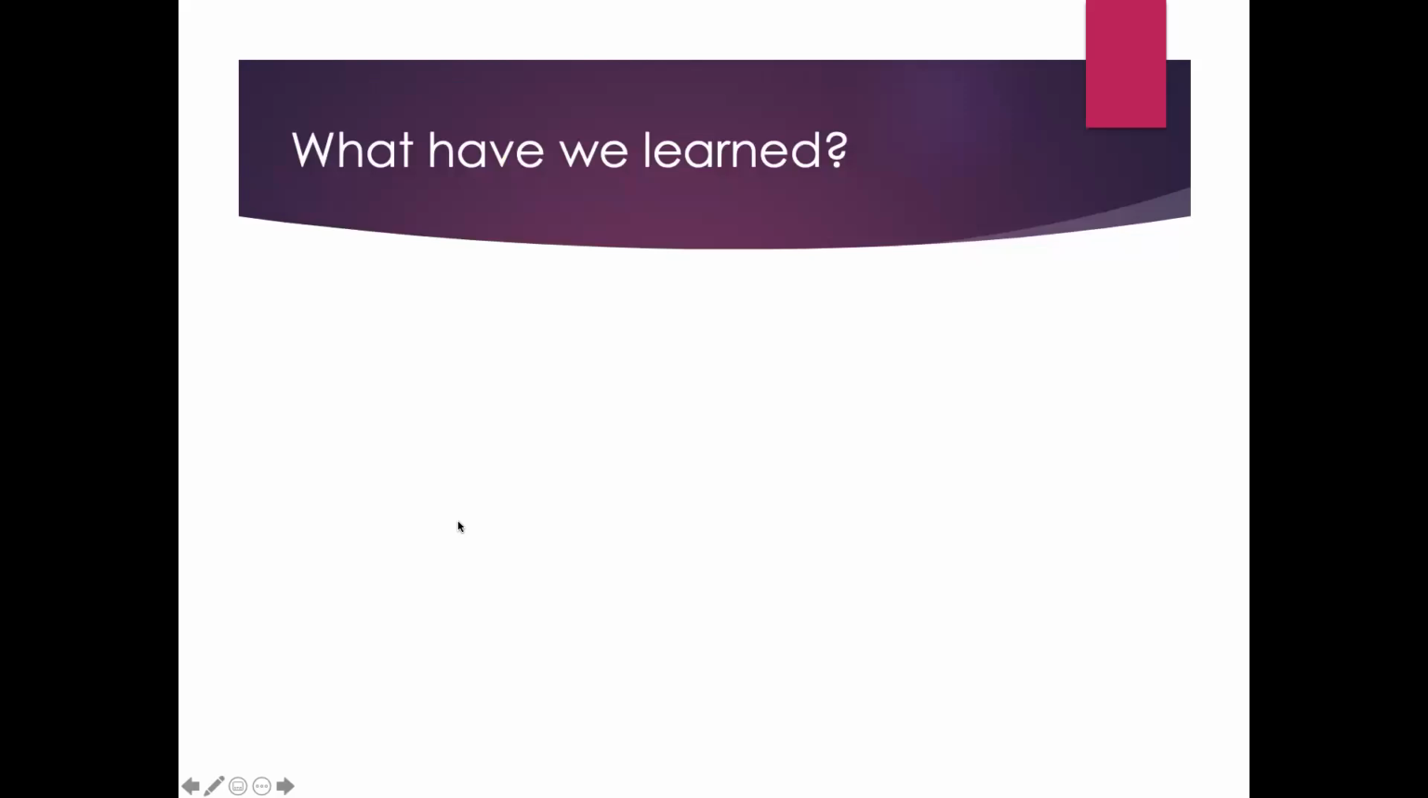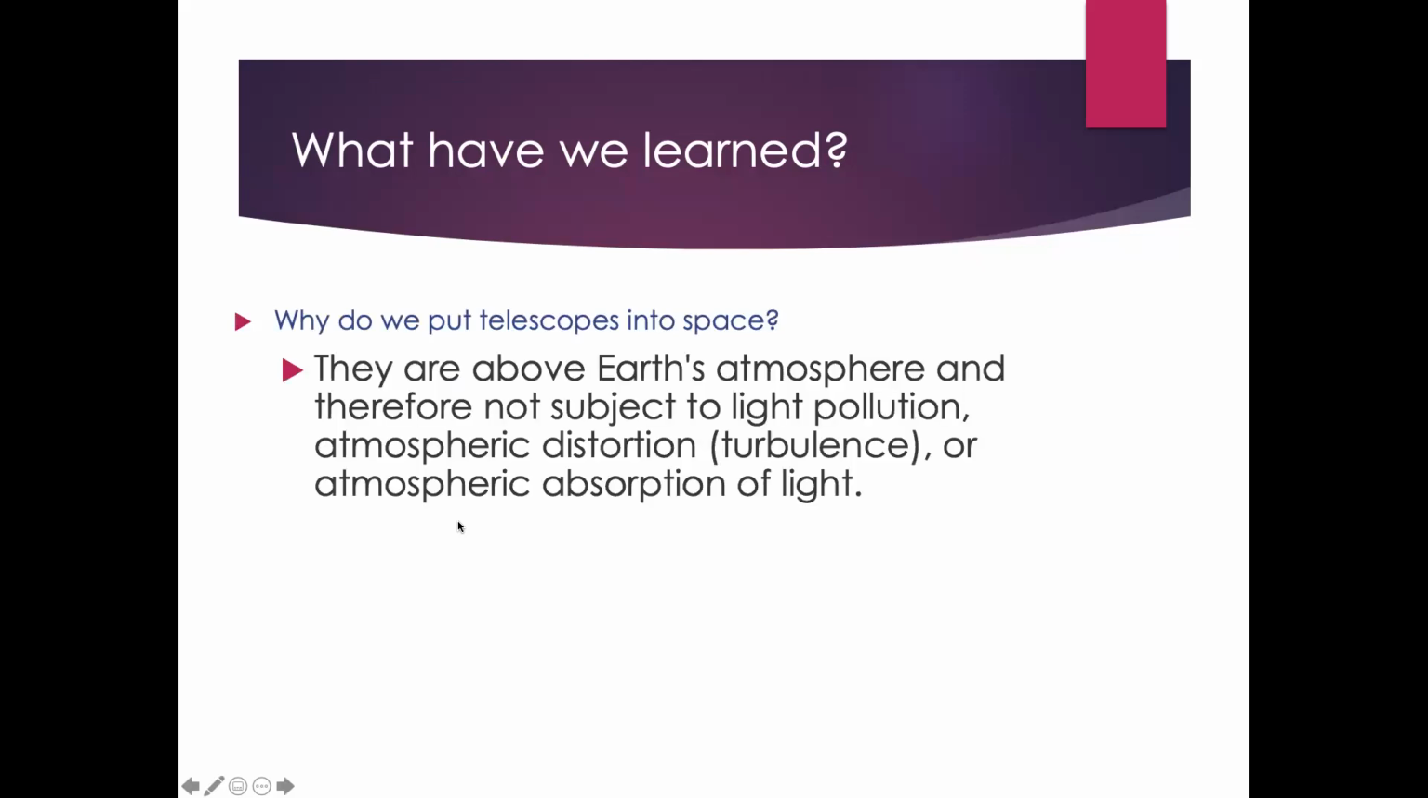So to summarize what we just talked about the last 20 minutes or so, we put telescopes in space to pretty much avoid all the issues related to Earth's atmosphere. That light gets absorbed, that light gets distorted, and we have to deal with light pollution from light on Earth.